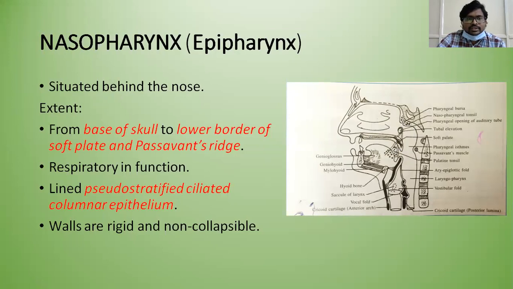The main function of the nasopharynx is respiratory. Since it is respiratory in function and it is continuous with the nasal cavity, it is lined by pseudostratified ciliated columnar epithelium. And the important point to be noted is that the walls of the nasopharynx are rigid. They are not collapsible like the rest of the pharynx.